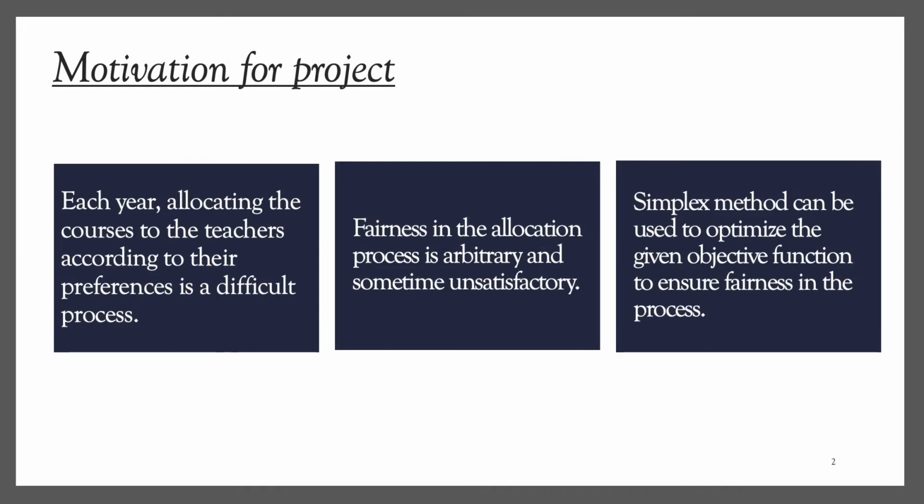Motivation for this project. Presently, the number of courses at the university level has quadrupled, and because of this, allocating courses to teachers according to their preference has become a very difficult task. The fairness in the allocation process is presently arbitrary and sometimes unsatisfactory. The simplex method taught in CHE 531 can be used to optimize the objective function to ensure fairness in this process. So let's discuss how the simplex method can be used.